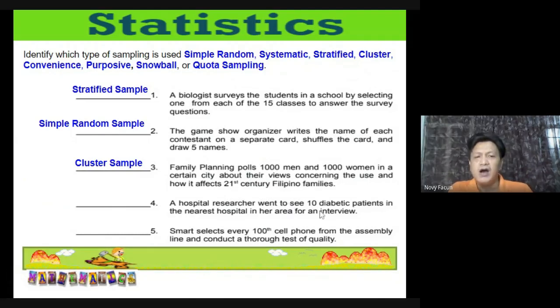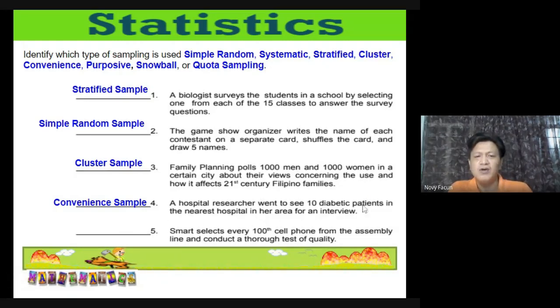Number four, a hospital researcher went to see 10 dialysis patients in the nearest hospital in her area for an interview. This is convenience, di ba? Pag sinabing convenience, kung saan ka mas mapapadali, makukuha mo agad yung sample mo, yung data.